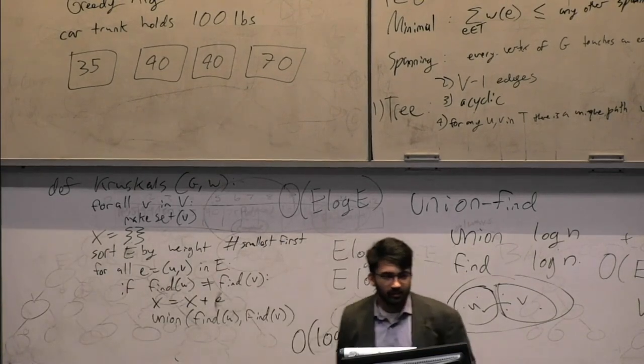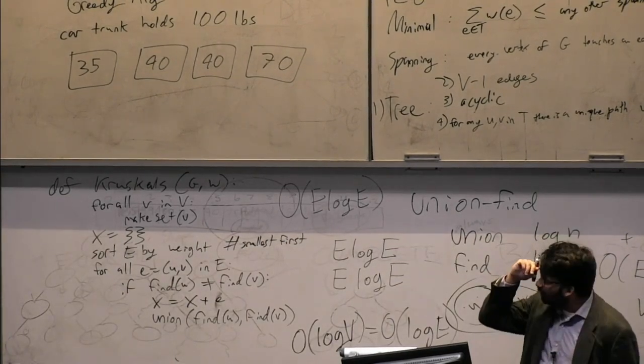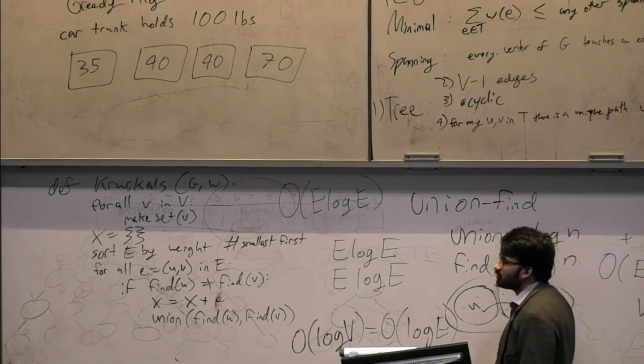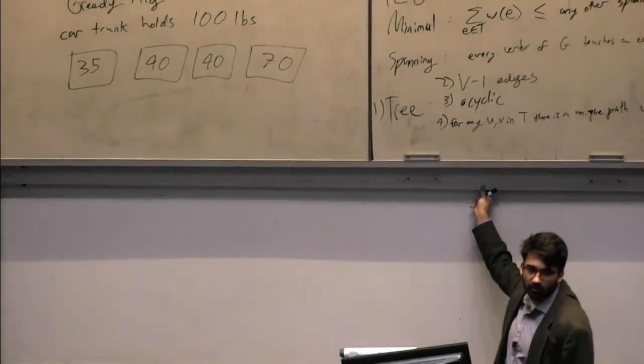More questions? I think union find is confusing without looking at a picture of it. So let's just do the example. Any more questions on just the implementation?